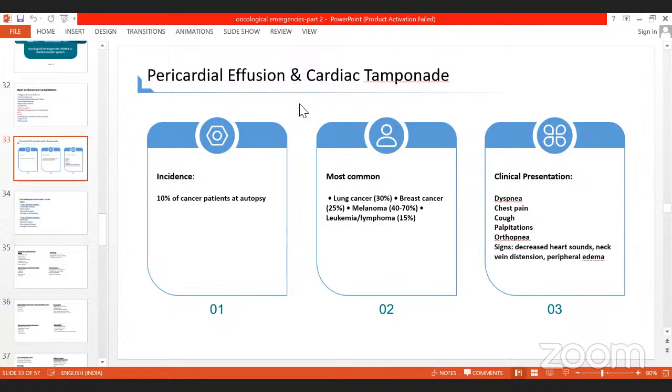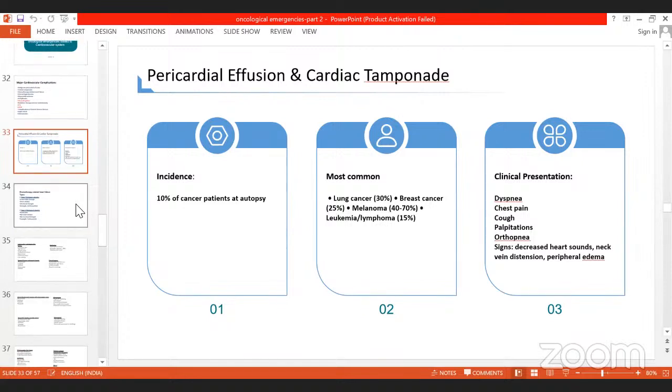And clinical presentation, they present with dyspnea, chest pain, cough, palpitations, or orthopnea, and they have signs of decreased heart sounds, neck vein distension, and peripheral edema. Mostly, we see these kind of pericardial effusion or cardiac tamponade in the stage 4 diseases, or else any obstruction, even in the earlier stages.